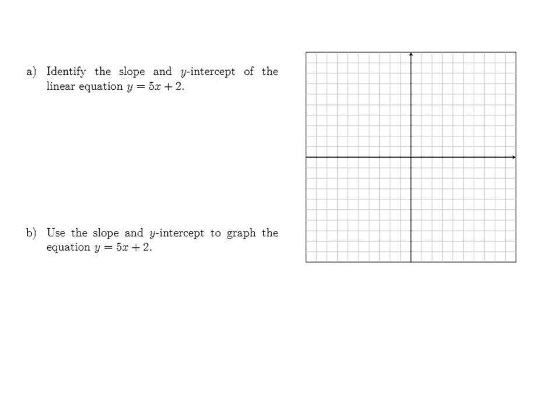We're going to identify the slope and y-intercept of a linear equation based on its formula, and then use those to draw a graph of this linear equation. So to start, the general slope-intercept form is y equals mx plus b, where m is our slope and b corresponds to the y-intercept.